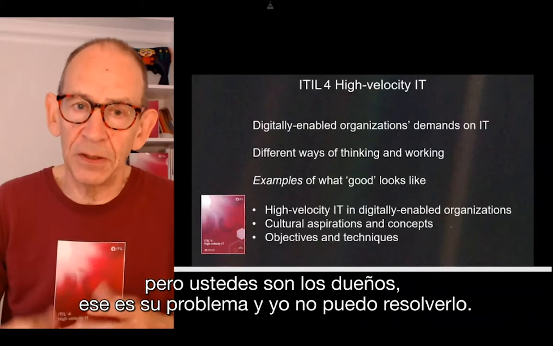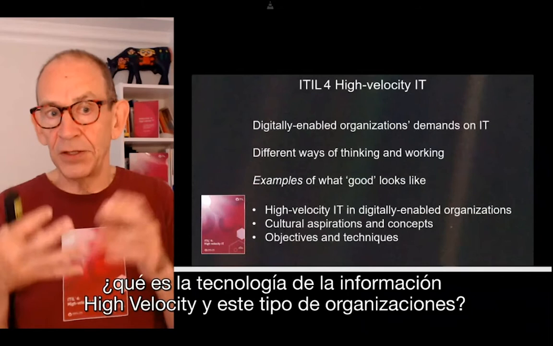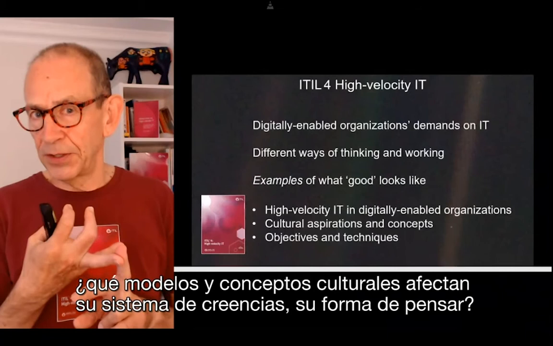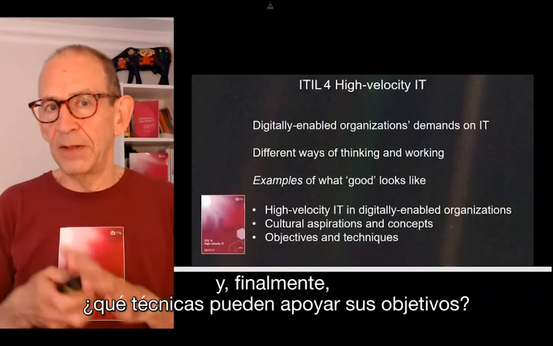The book itself comprises 3 main parts: context, ways of thinking and ways of working. What's high velocity IT in these kind of organizations, which cultural models and concepts affect your belief system, your way of thinking, and finally, which techniques can support your objectives. That's the main structure of the book.